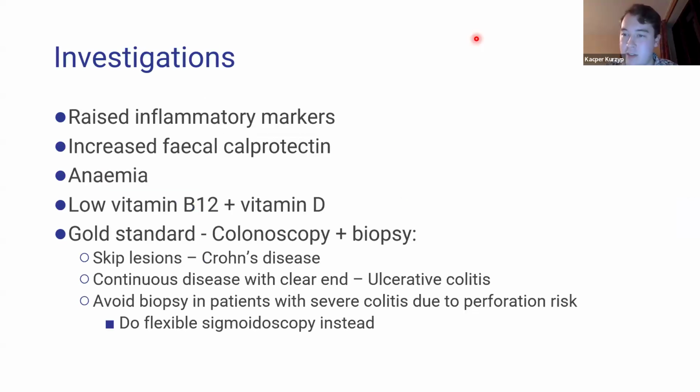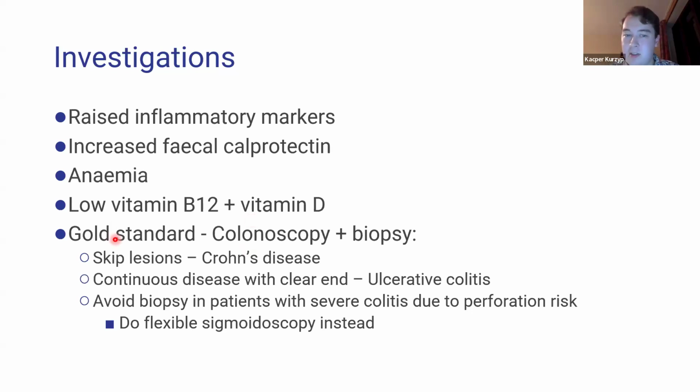Now, how would you investigate? There are a few different things you will do. There will be raised inflammatory markers in the blood, so the CRP may be high, ESR may be high. The fecal calprotectin is usually high, unless it's a very mild disease. Then you will have anemia, again, blood in stool, you're losing blood. In Crohn's, you can have limited absorption depending on which areas are affected, so you may get deficiencies.